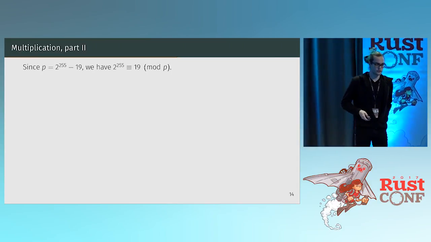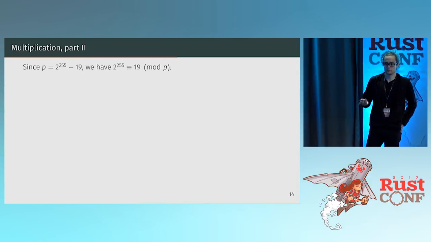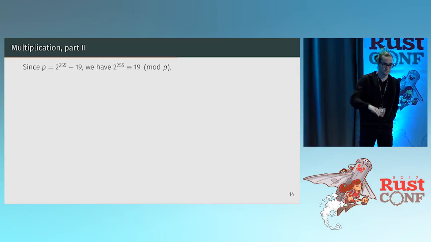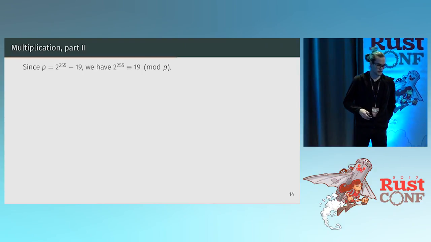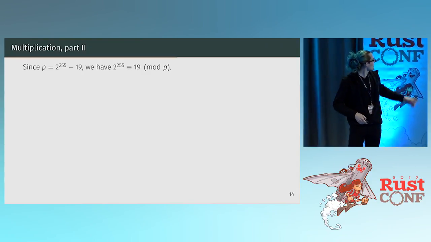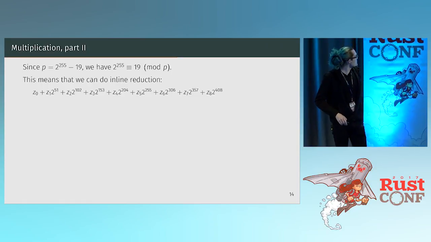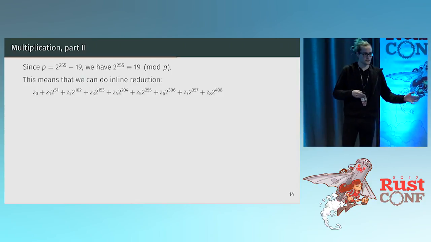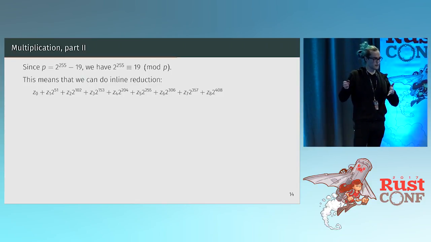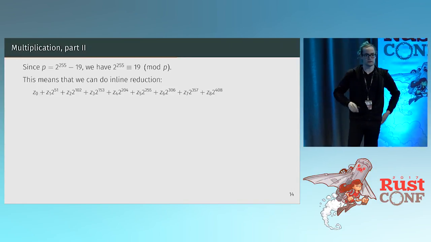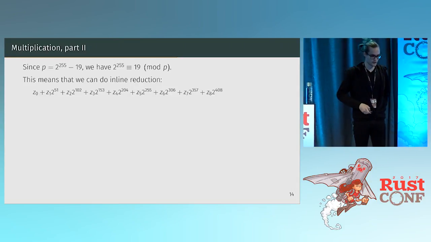Okay, so now you'll notice that our numbers got bigger when we multiplied them. But we're supposed to be working mod p, and so we would like to reduce this back to the original size of the inputs. So how do we do that? Notice that this prime has a special form. Since it's 2 to the 255 minus 19, you know that 2 to the 255 is 19 mod p. And the reason is that mod p, p is 0, so 0 equals 2 to the 255 minus 19, and you bring the 19 over.